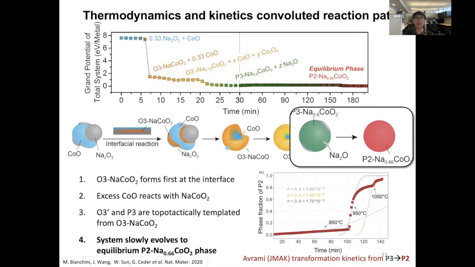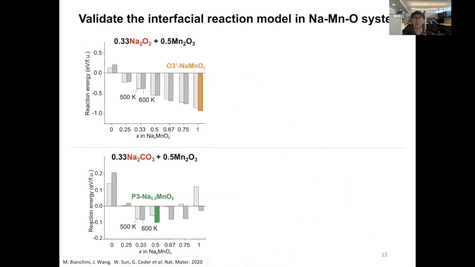To validate our hypothesis of the interfacial reaction model, we further investigated the sodium manganese oxide system. The reaction energies were calculated with two sets of precursors. One is Mn2O3 with sodium peroxide and the other with sodium carbonate. Similar to the cobalt system, the first formed phase between peroxide and Mn2O3 is predicted to be a fully sodiated O phase. However, sodium carbonate reacts differently with Mn2O3. In this case, a sodium deficient P3 phase is clearly favored.